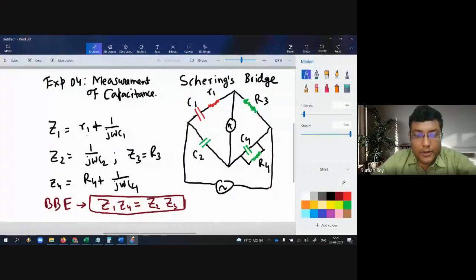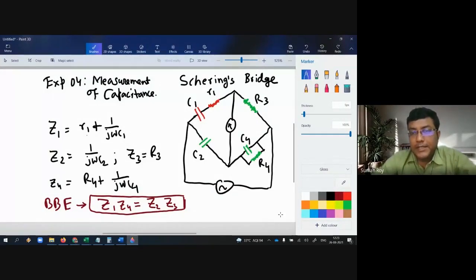Just like the previous lecture, where we studied how a Maxwell bridge can be used to find unknown inductance, similarly here also we will try to find the unknown capacitance value. So without further ado, let me share my screen and explain how it works. Hope my screen is visible to all of you now.